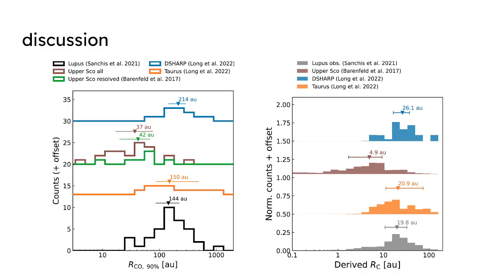has smaller disks. The way they explain it is that Upper Scorpius is close to an OB association. The star-forming region is close to an OB association, so it's full of very massive luminous stars with powerful UV emission, and this could be an environmental effect. Basically, that these disks could have experienced external evaporation. This could explain it.